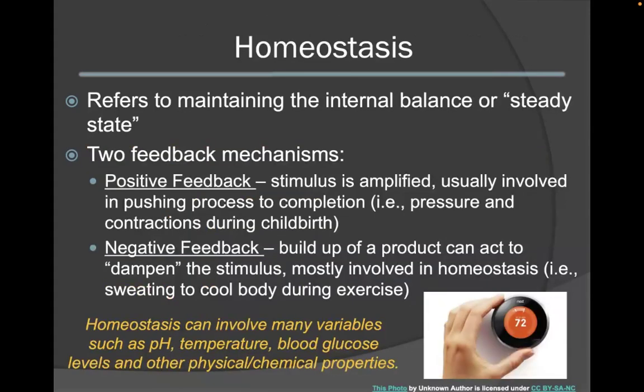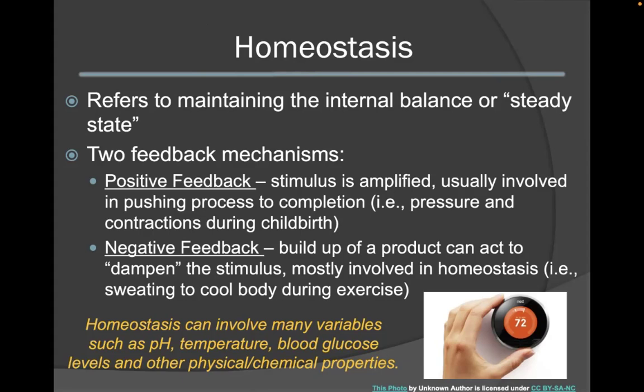This leads us to the concept of homeostasis. Homeostasis refers to the ability for an organism to maintain an internal balance or steady state. This is typically done using two feedback mechanisms, positive and negative feedback. During positive feedback mechanisms, a stimulus is amplified. This is usually involved in pushing a process to completion. For instance, the pressure and contractions during childbirth are an example of a positive feedback loop or mechanism.